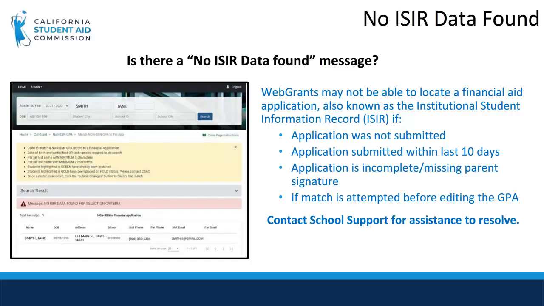Either the application was not submitted, or the application was submitted within the last 10 days, or the application is incomplete or missing a parent signature, or the match is attempted before editing the GPA. In this instance, you can modify your query by expanding the search, using a partial name instead of a full name, or have the student provide their SAR or CalSAR to see exactly how the application was submitted. Then edit the GPA record to match the SAR or CalSAR exactly, and attempt the match once again.